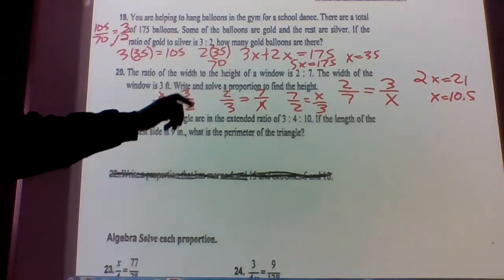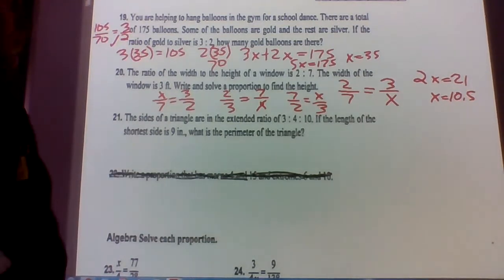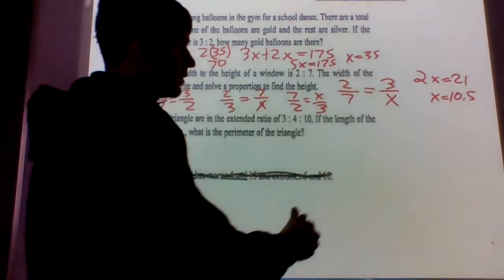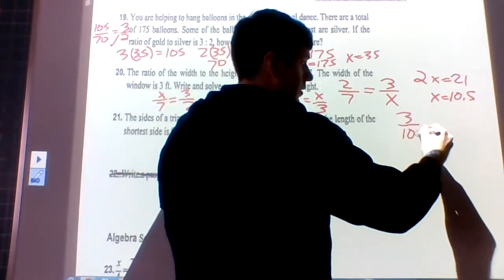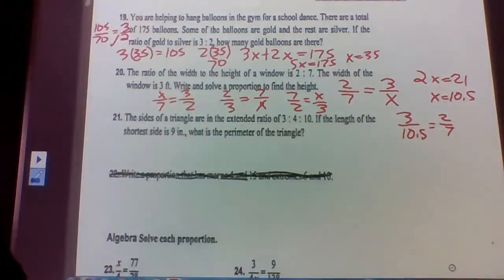Okay, so we want to find the height, which is 10.5. So if we want to check our answer, 3 divided by 10.5 should equal 2/7. And if you put that in the calculator, it does.